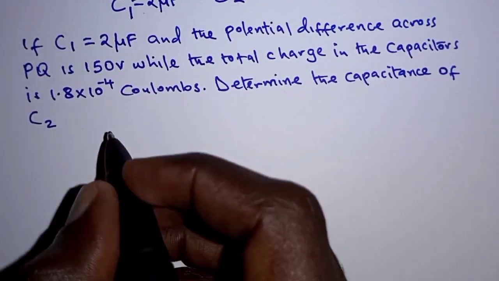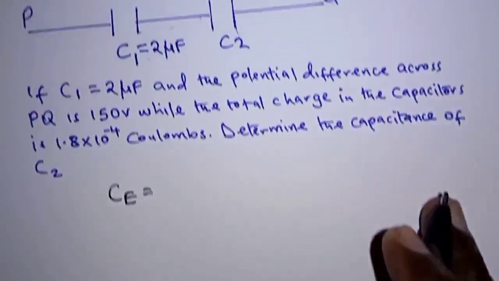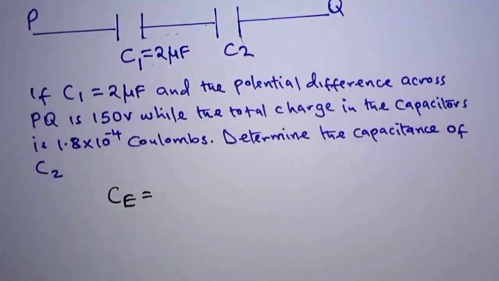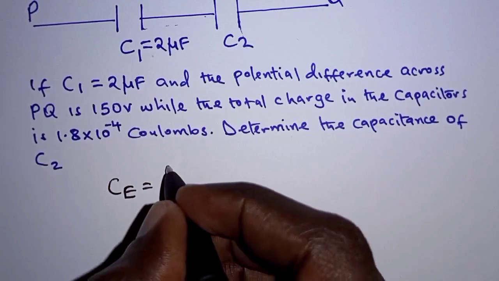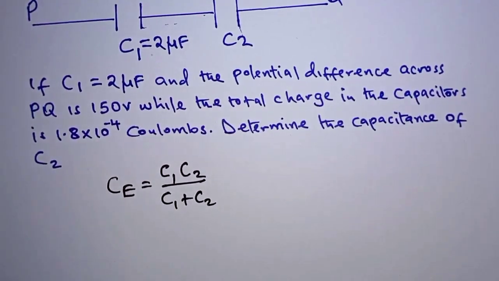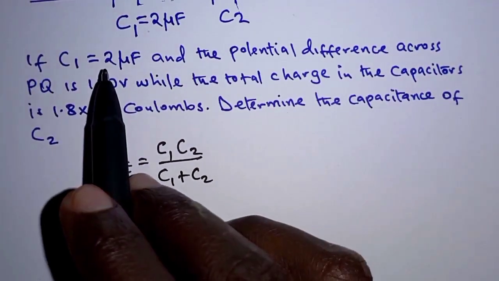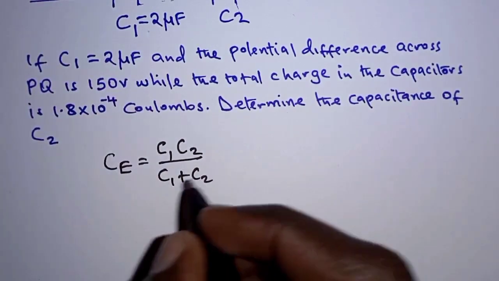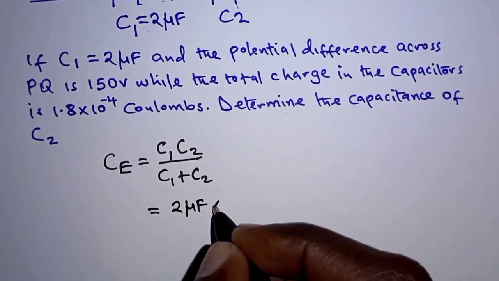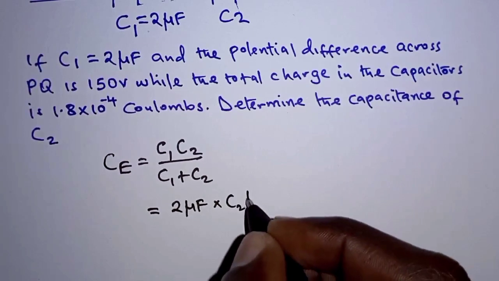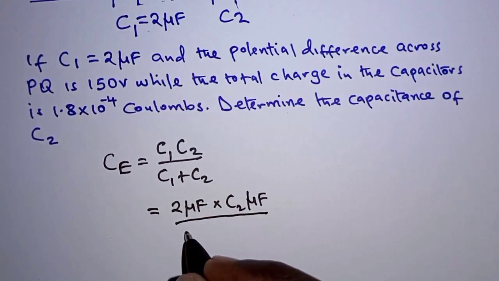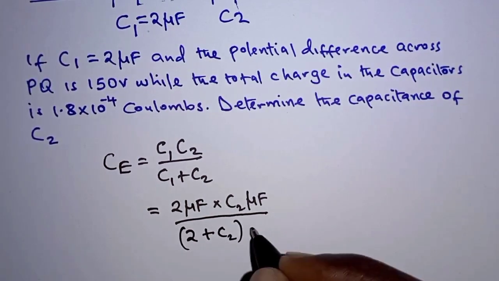The first thing is to determine the effective capacitance. Remember, the two capacitors are arranged in series, so we calculate the total capacitance as follows. We'll have C1 times C2 over C1 plus C2. And because C1 is given as 2 microfarads, we will do the substitution. We'll have 2 microfarads times C2 microfarads, all over C1 is 2 microfarads plus C2. Both are in microfarads.